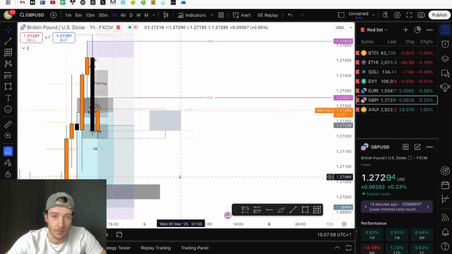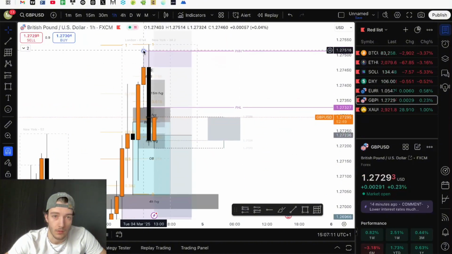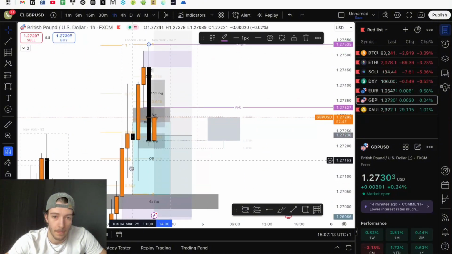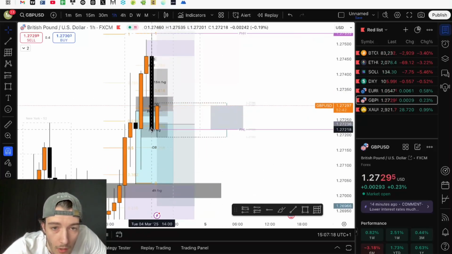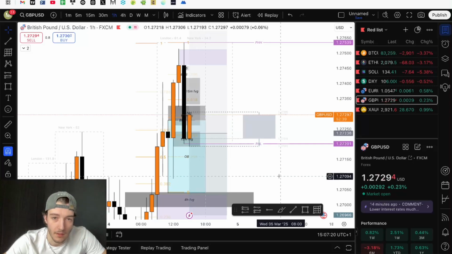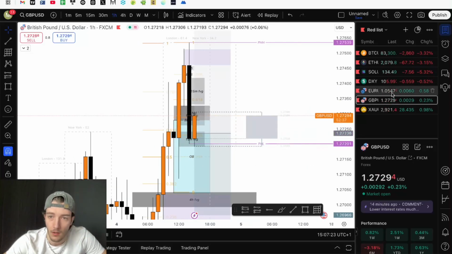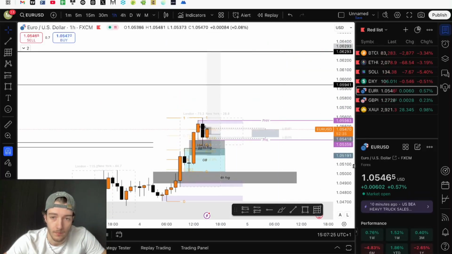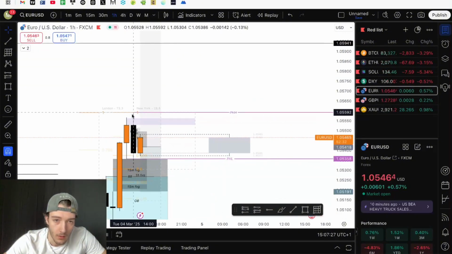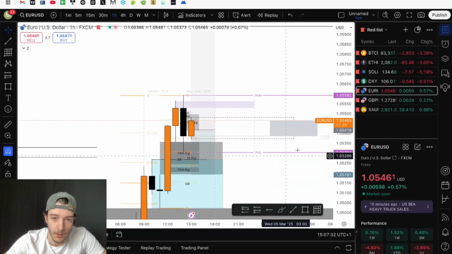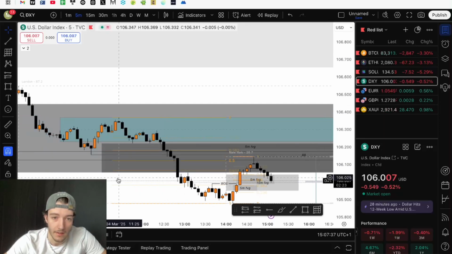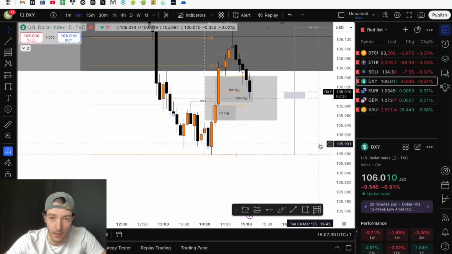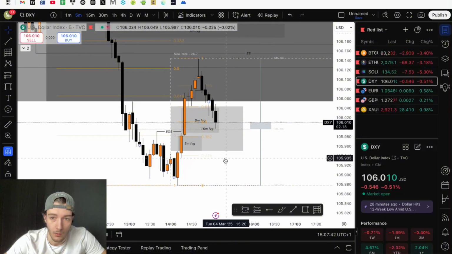I also want to move my previous hour high and low now. So this was our previous hour high, and this was our previous hour low here. We swapped it, and now we're currently moving higher. I'm also going to move previous hour high and low on Euro. We are kind of in between now, and the dollar is looking like it wants to reject these fair value gaps here. We are in 2 minutes.